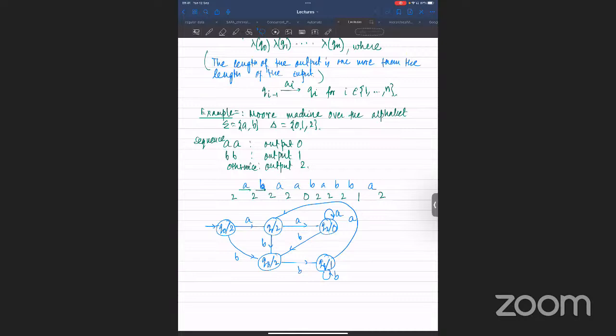Okay, so let's start. In the last lecture, we were looking at automata with outputs, right? So we looked at Moore machines and Mealy machines. What was a Moore machine? Essentially, you had output on the states. And what about a Mealy machine? You had output on the transitions, right? And then what else did we say?